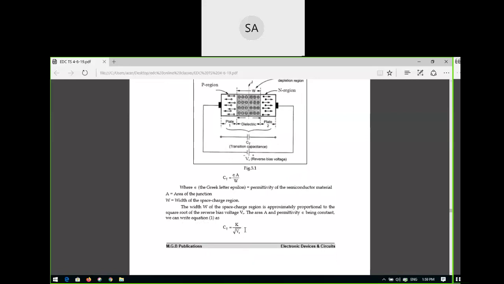That means if the reverse bias voltage increases, the capacitance value decreases. If the reverse bias increases, CT will decrease. If the reverse bias decreases, CT will increase. So the junction width will change. It acts like a parallel plate capacitor. The variable capacitor, varicap or varactor diode, is a capacitor effect. It is not a normal diode. It is now only a parallel plate capacitor, because by changing the reverse bias voltage, you are changing the capacitance value.